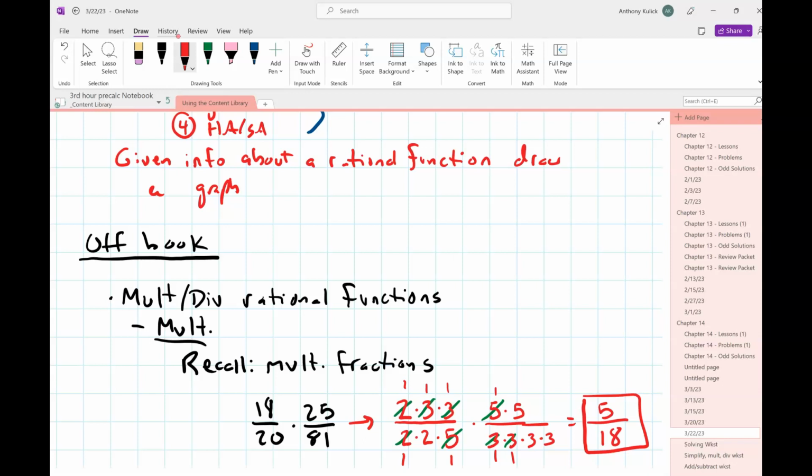Because there's only 2 3s on top, so they can only cross out 2 3s on bottom. Yep.